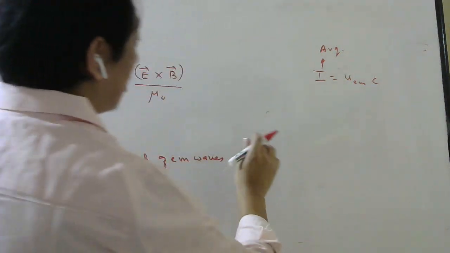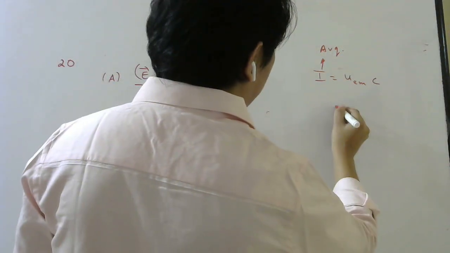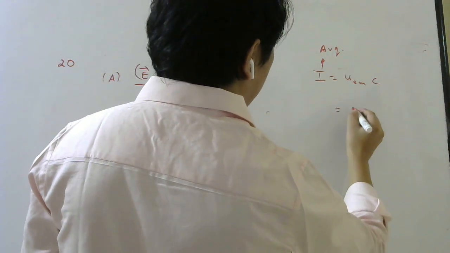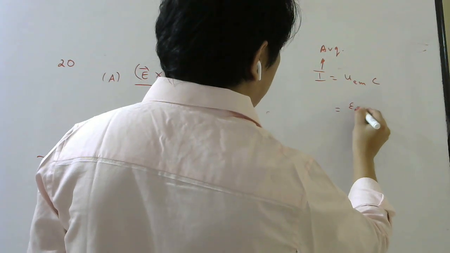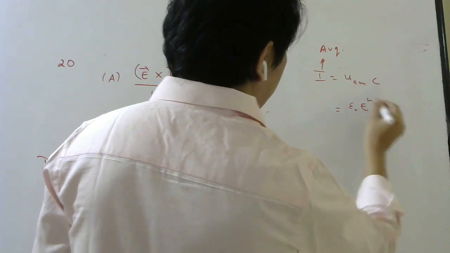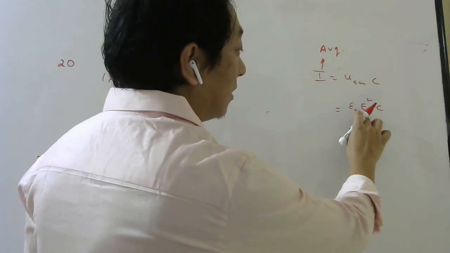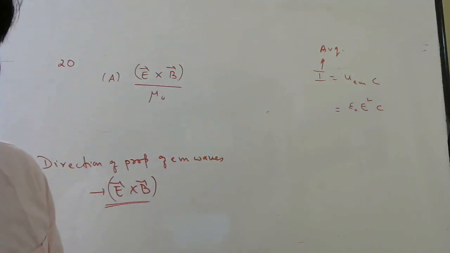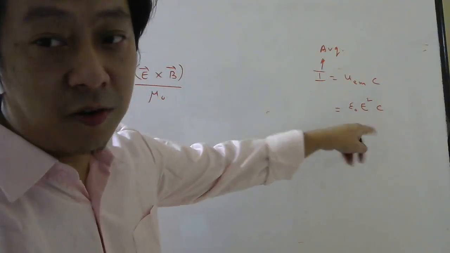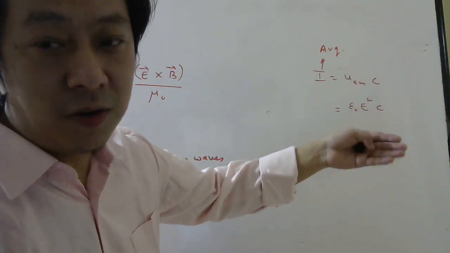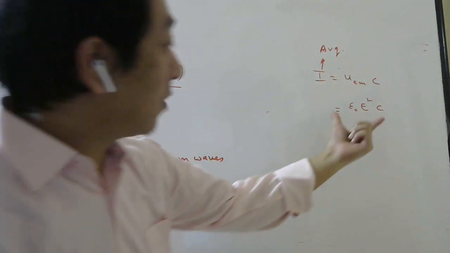Now we have to check. In terms of electric field, let me write. In terms of electric field, this is epsilon naught E square C. Yes or no? That half will only come if you write this as E naught, because E is the RMS value. So if you do (E naught by root 2) square, then this half will come. Otherwise, this is the value.